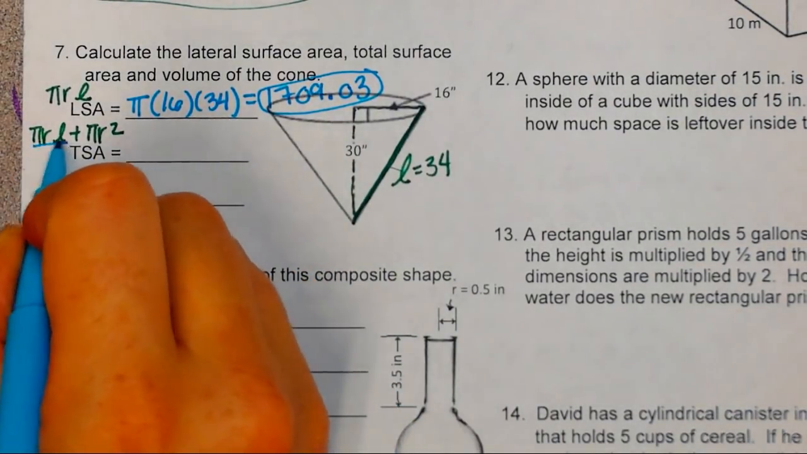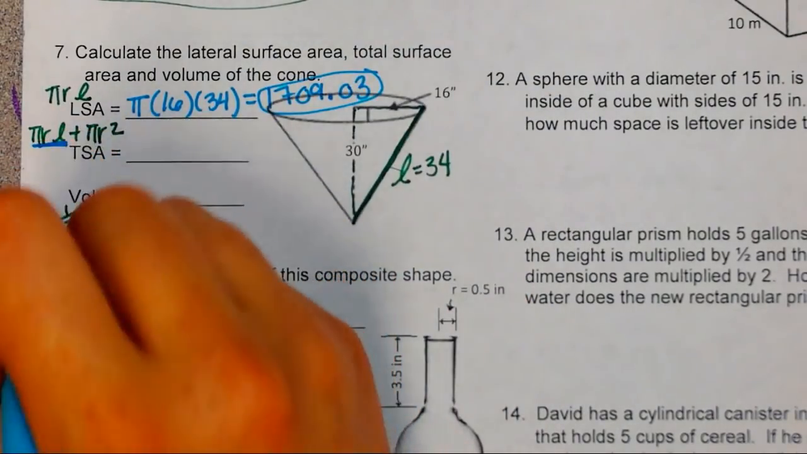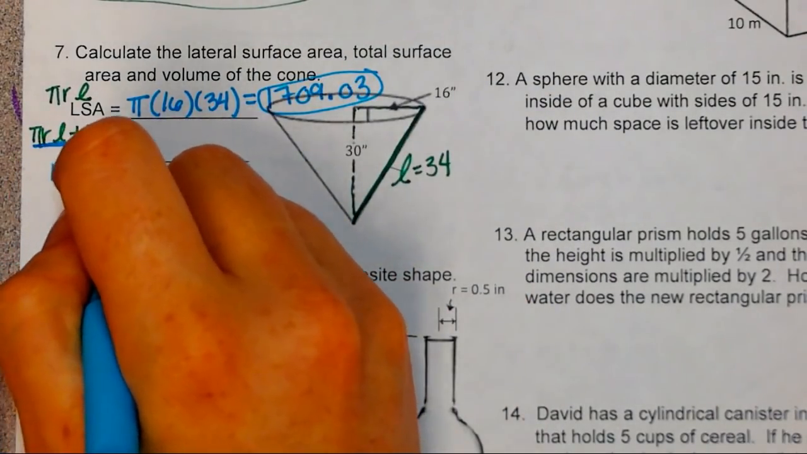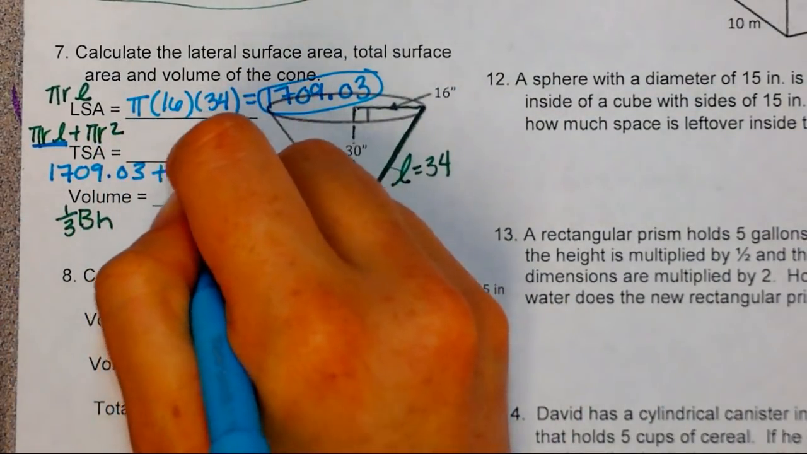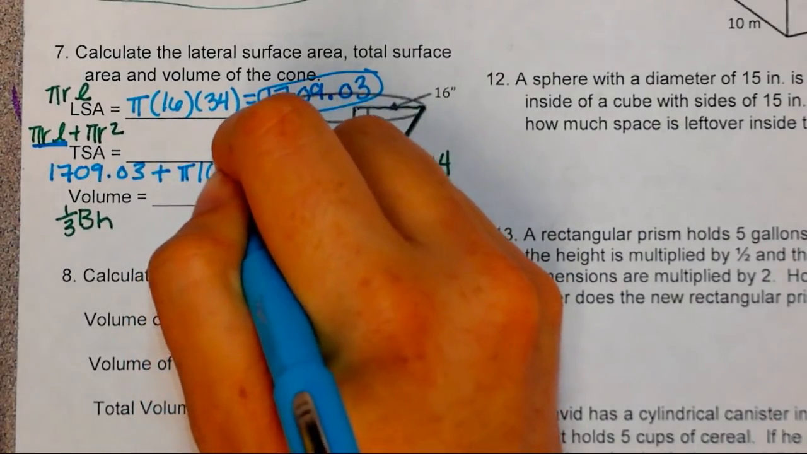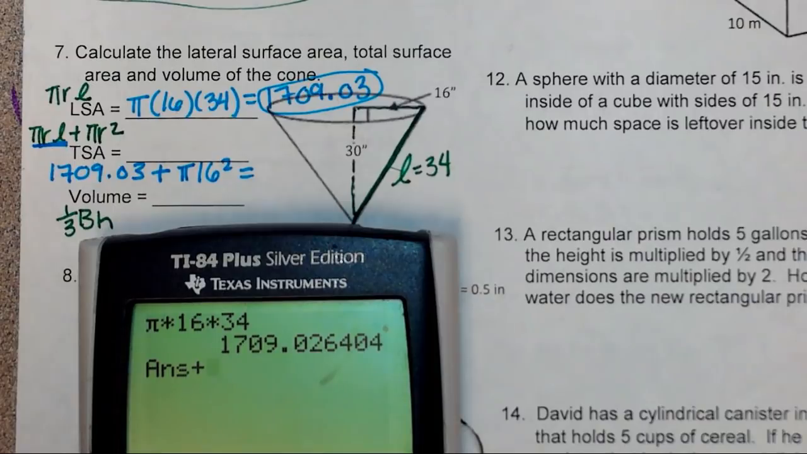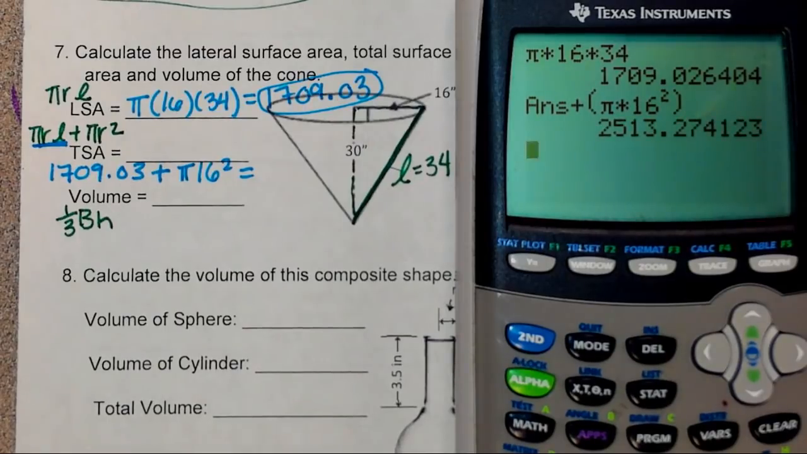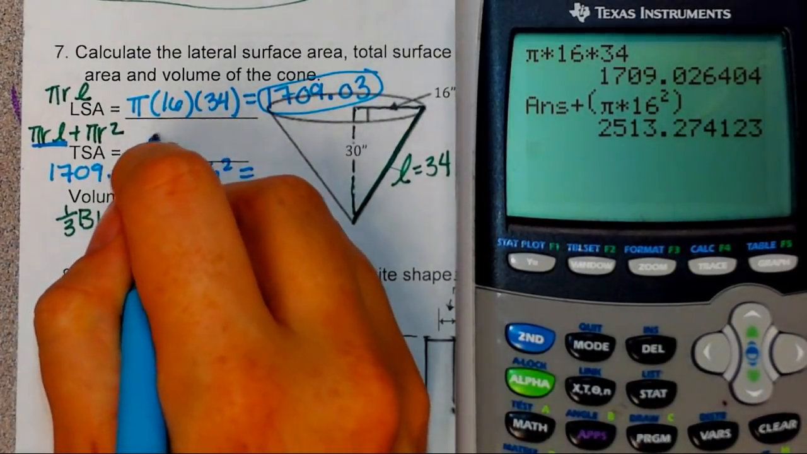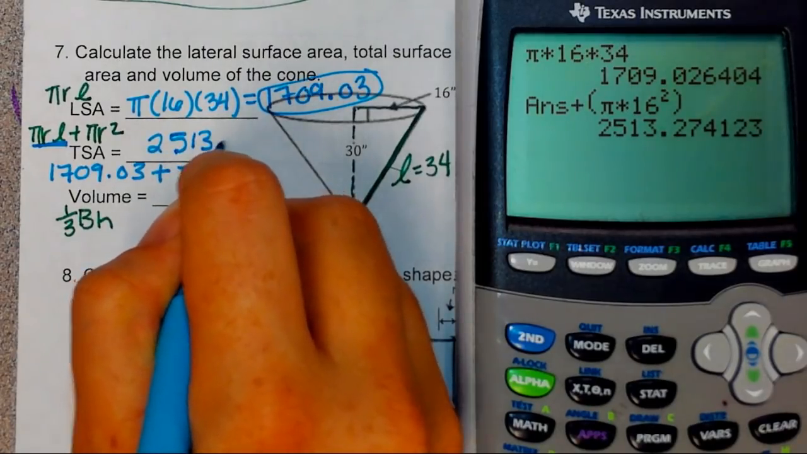For total, we're going to take pi RL, which we just got, so that's 1709.03. And then we're going to add pi 16 squared to that. So I'm just going to add 16 squared, just like that. And that gives us a total of about 2,513.3.